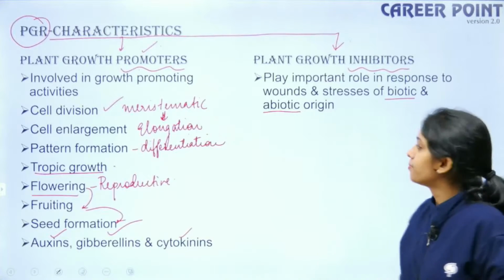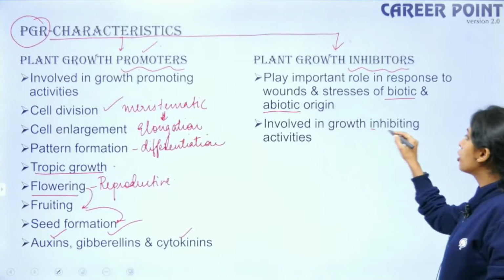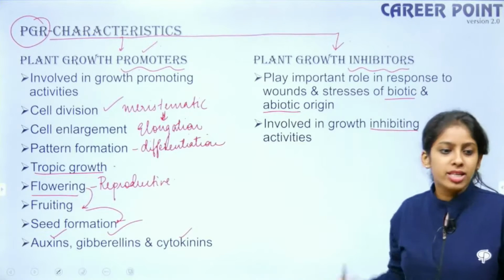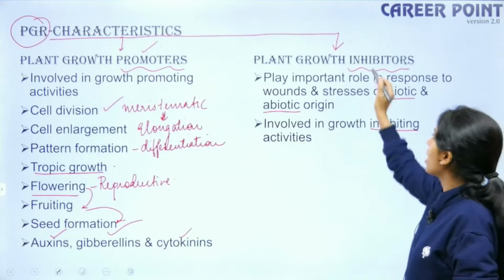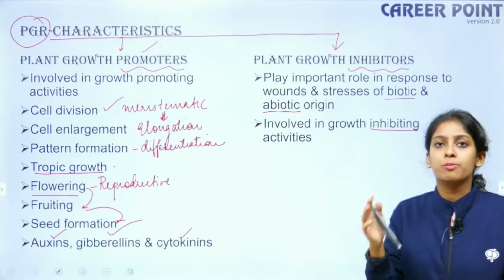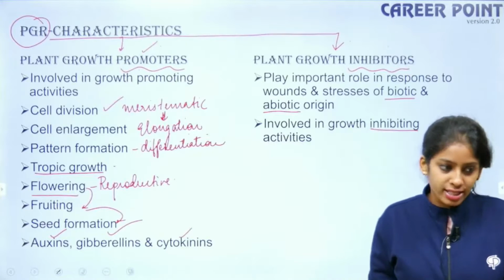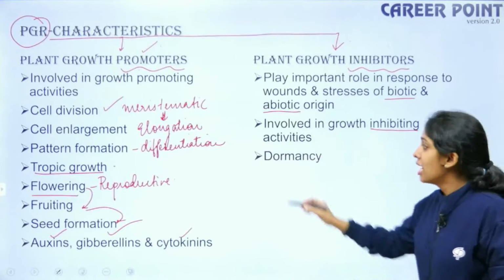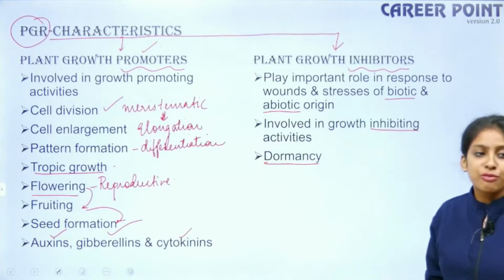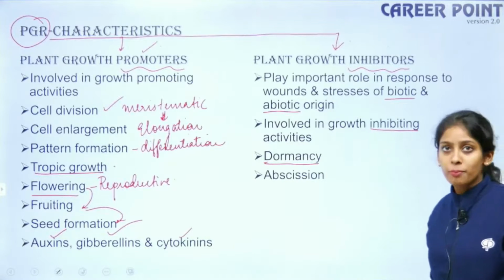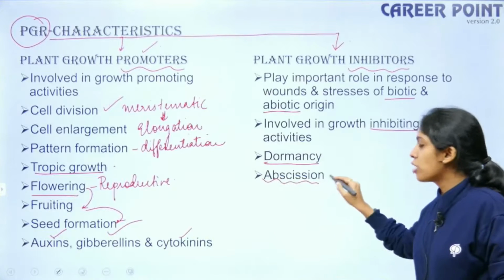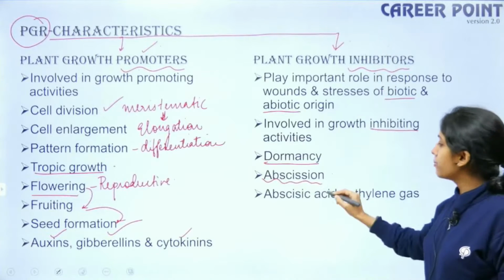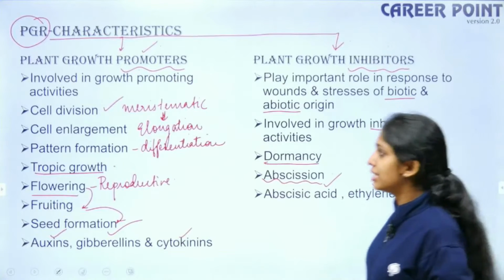Okay, so they are involved in growth inhibiting activities. These plant growth inhibitors have 2 functions. The first one is they play an important role in response to wounds and biotic and abiotic stresses. Number 2, they are involved in growth inhibiting activities like dormancy. If they have an unfavorable condition, they go into a dormant period. Then abscission, the falling of leaves. So what are the plant growth inhibitors? Abscisic acid and your ethylene gas.